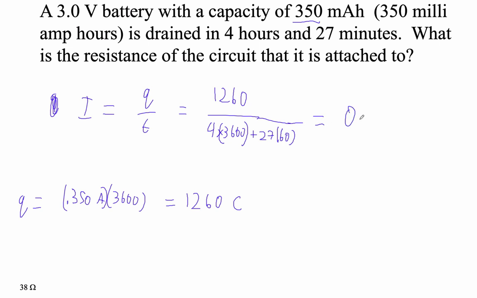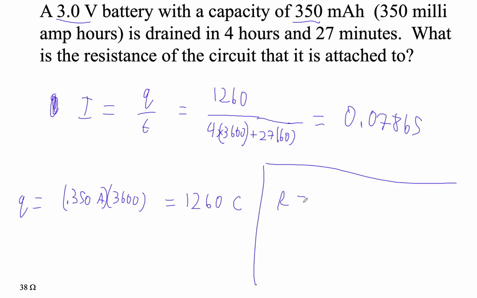My current is 0.07865. And now we can do Ohm's law. Okay, so let's see. We want to know the resistance. So this is the resistance corner. R is V over I.